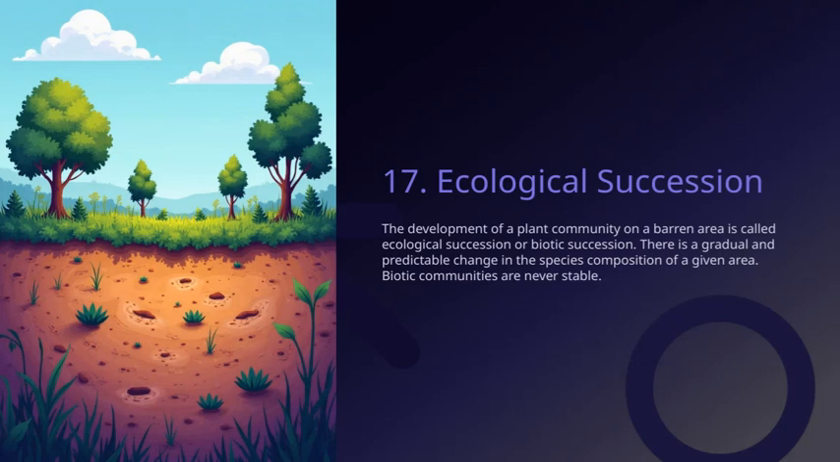The development of a plant community on a barren area is what we call ecological succession, or biotic succession. Essentially, it's a process where the species composition of an area changes gradually and predictably over time. This means that as conditions evolve, different plants and animals move in, replace each other, and shape the ecosystem. One important thing to remember is that biotic communities are never truly stable. They are always changing in some way. This ongoing change is a fundamental part of how ecosystems develop and adapt, connecting to the broader theme of how nature continuously evolves and maintains balance.